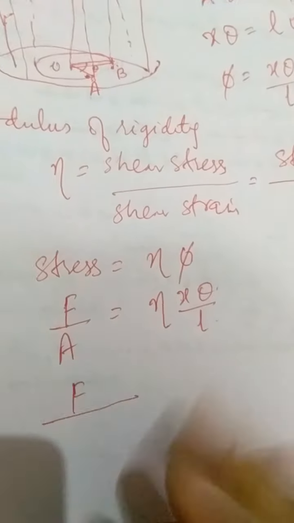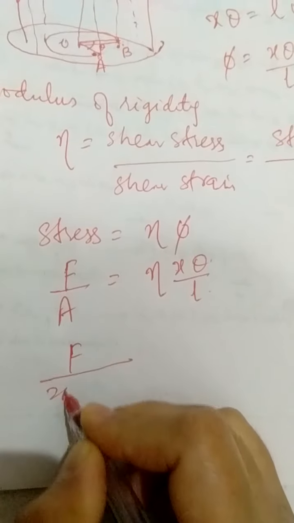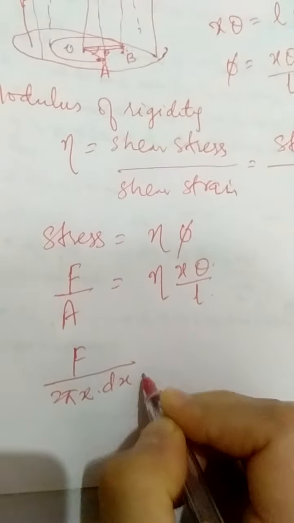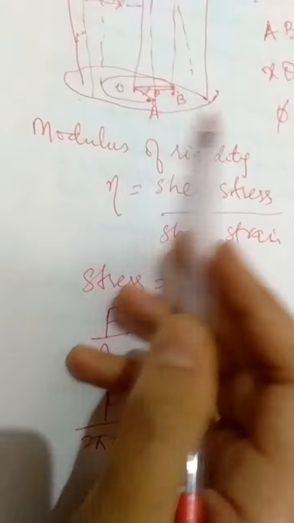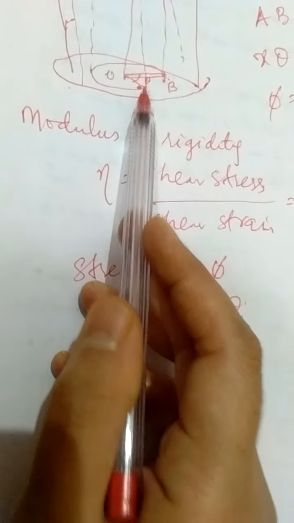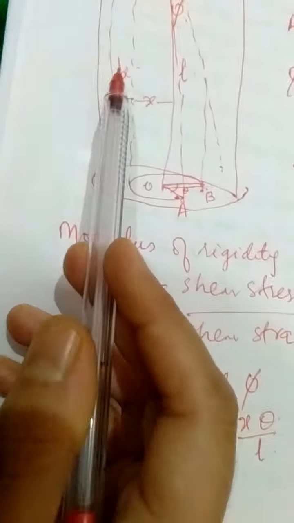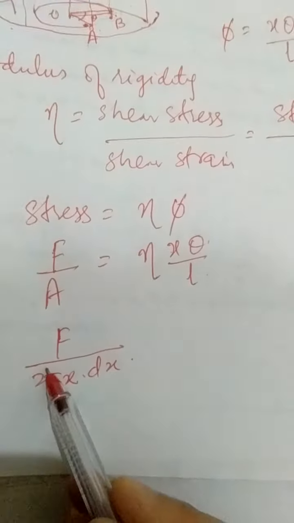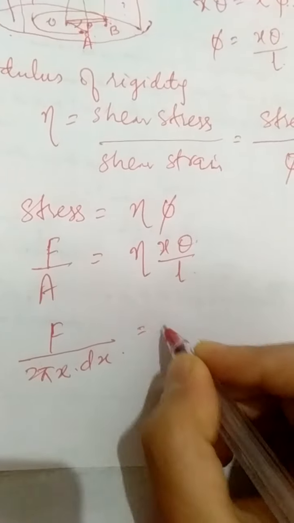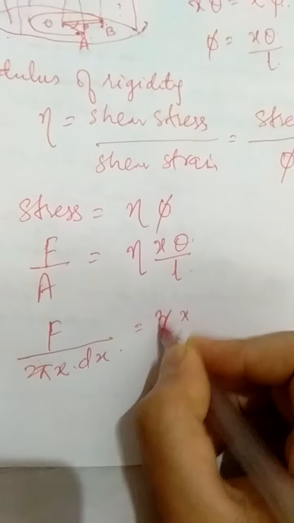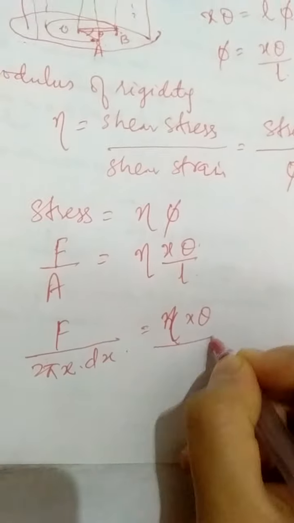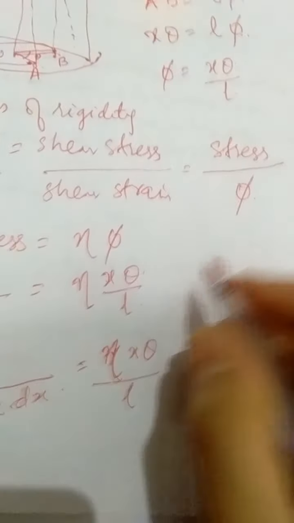Therefore, we can write this area as 2 pi x, that is the circumference, into dx. That's it, 2 pi x into dx. We know this OA is x, this OB is x, and this is the radius of the inner concentric cylinder, and its thickness is dx. So the area is 2 pi x dx, and the stress is eta x theta by L. Therefore, what is this force?